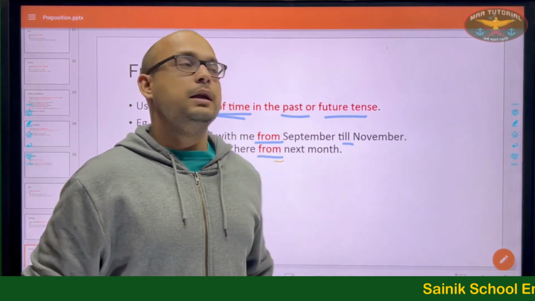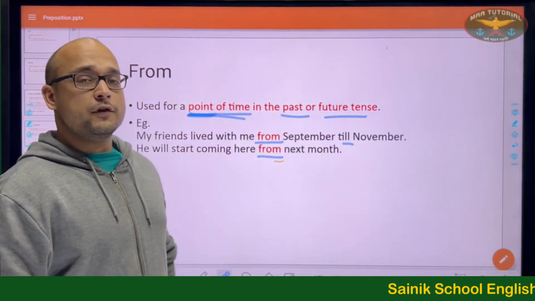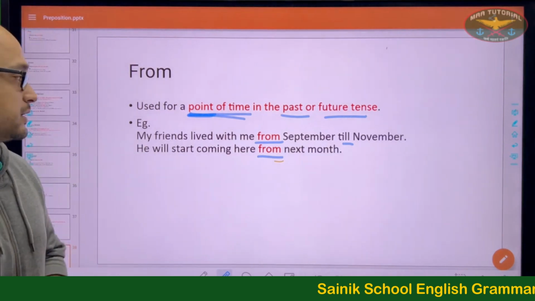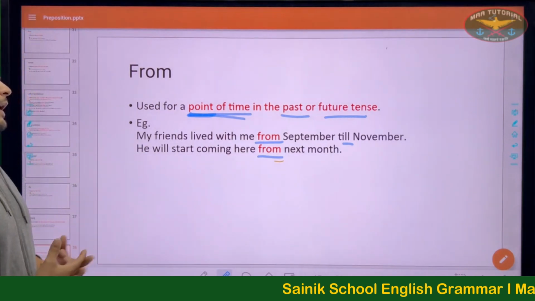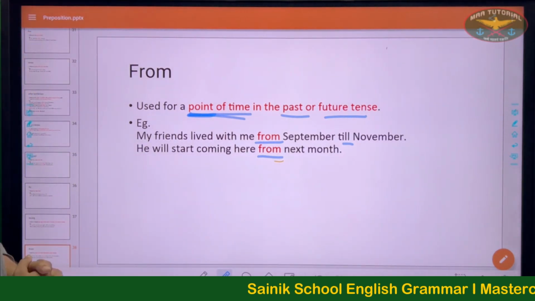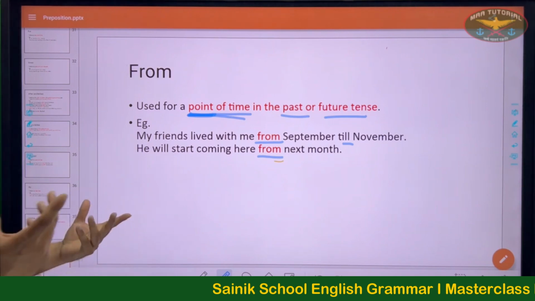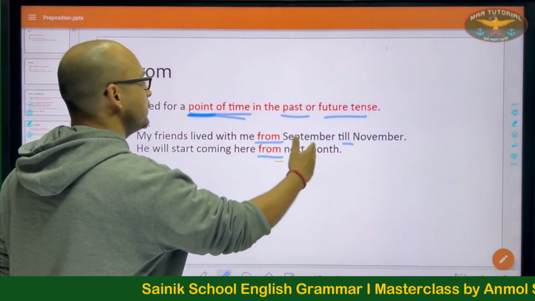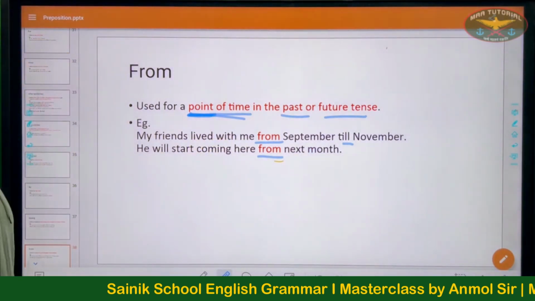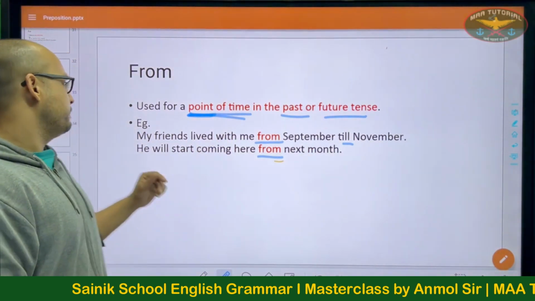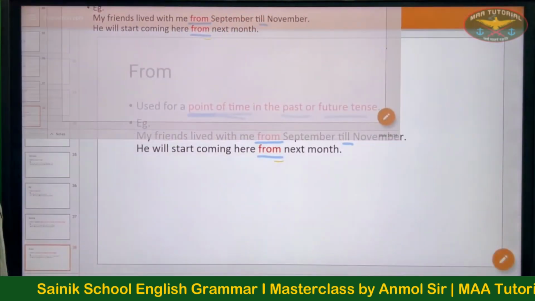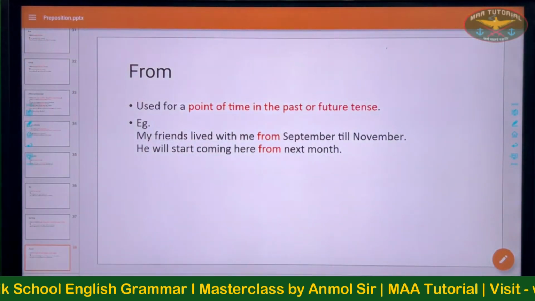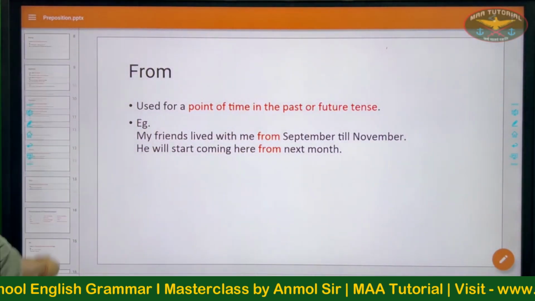From something till something. Now he will start coming here from next month and he will continue coming till whenever he pleases, or till whenever the agreement between him and the people that he is going to is. He will start coming here from next month. My friends lived with me from September till November. So from is used for a point of time in the past or future tense and tells about the starting of an event.